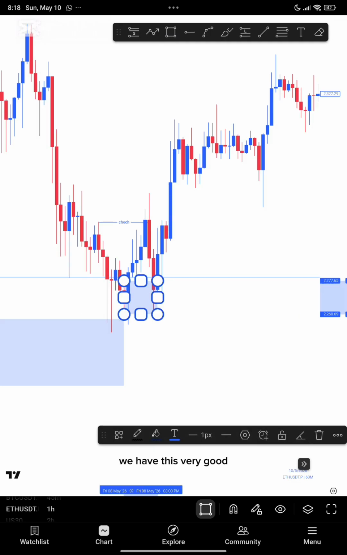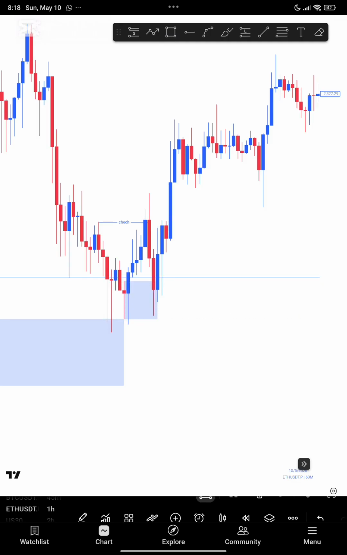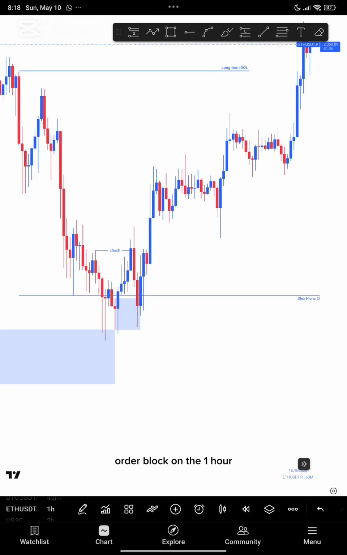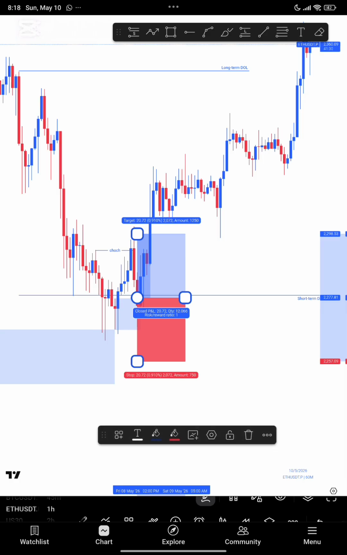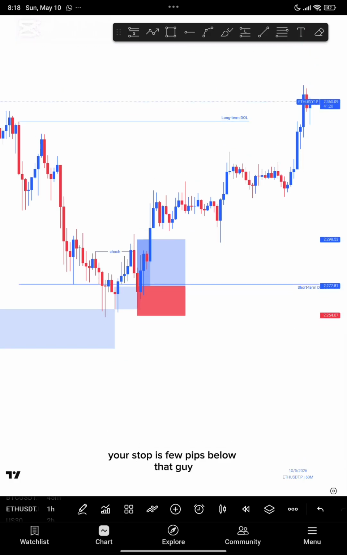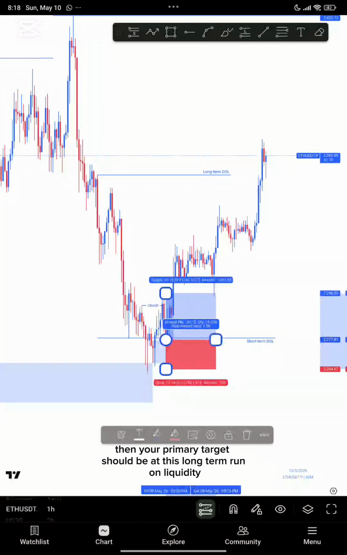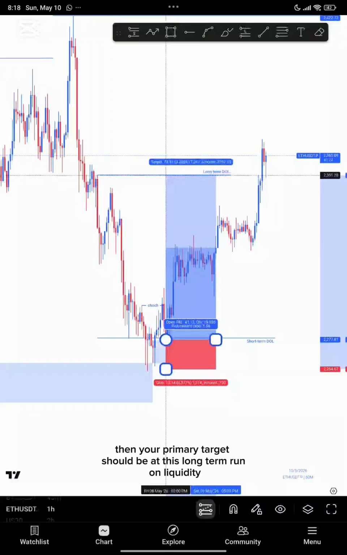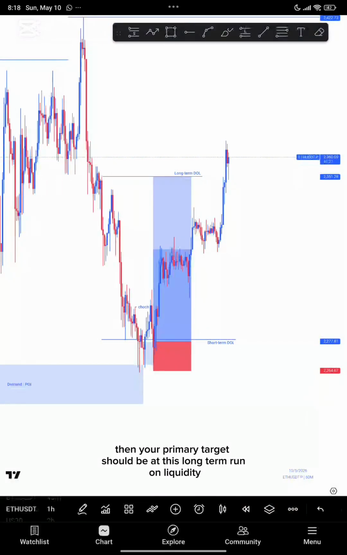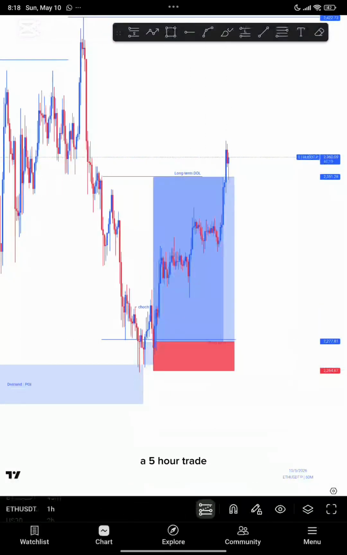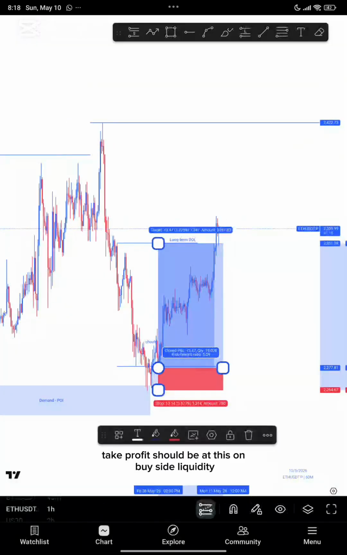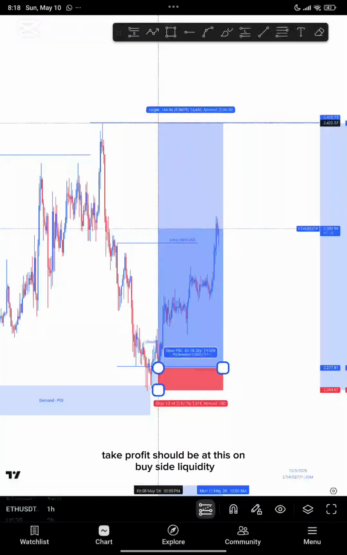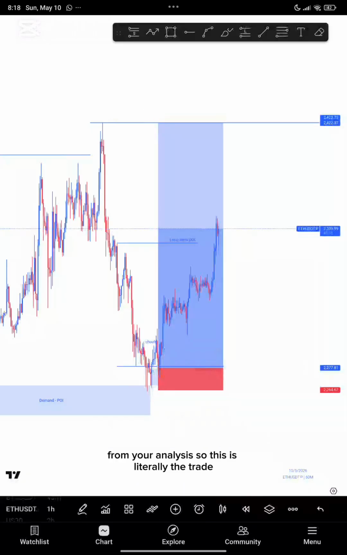We have this very good order block on the 1 hour, which actually led to the change of market character. So this is literally your entry. Your stop is a few pips below that guy. Then your primary target should be at this long-term draw on liquidity. So this is like a 5-hour trade, and then your second take profit should be at this buy side liquidity from the daily time frame from your analysis.